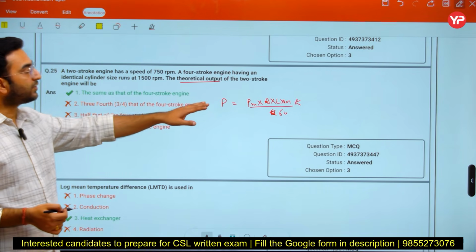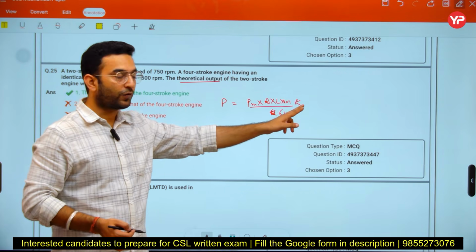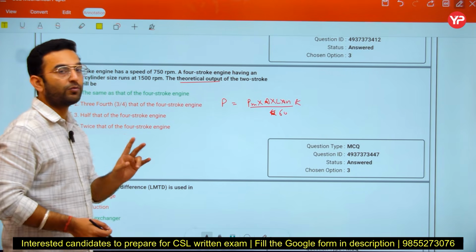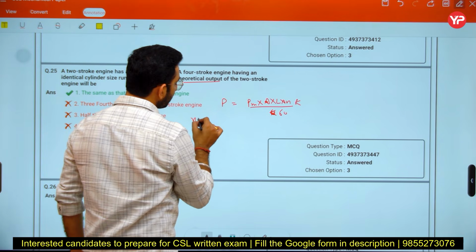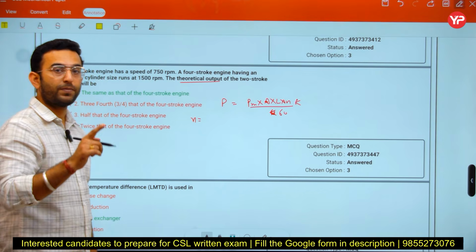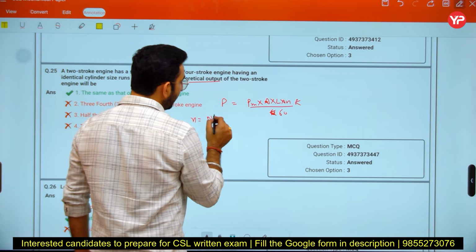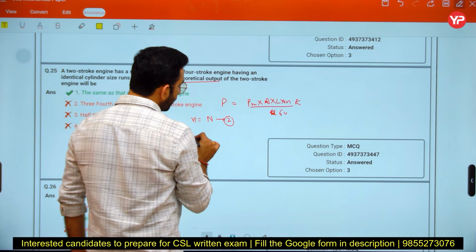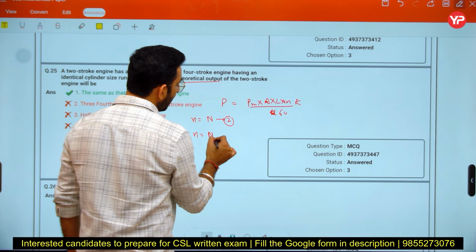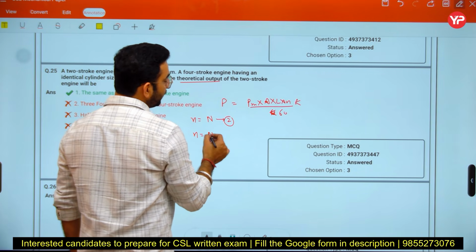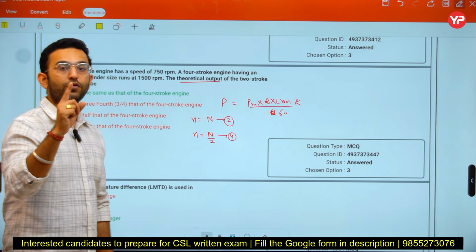Mean effective pressure multiplied by area multiplied by length of stroke multiplied by the effective speed multiplied by the number of cylinder divided by 60. Okay, so the answer will come out to be in kilowatt. But now you have to remember that this N is representing the effective speed. So as we know, in the two-stroke engine we are having a power stroke in each revolution. So I can write N is going to be equal to capital N in the case of two-stroke engine here, and the corresponding small n is going to be equivalent to half of the speed of the engine here in the case of four-stroke engine. Why? Because in the case of four-stroke engine, every 2 revolution is going to give you 1 power stroke here.